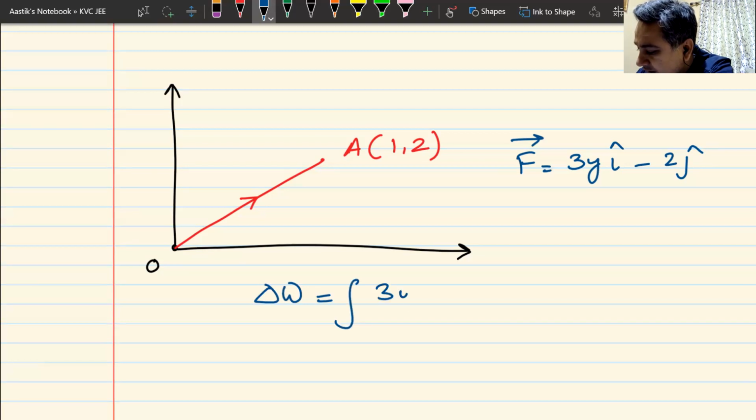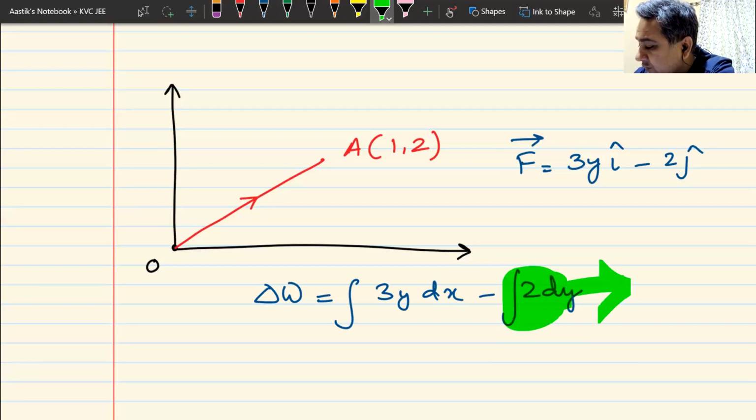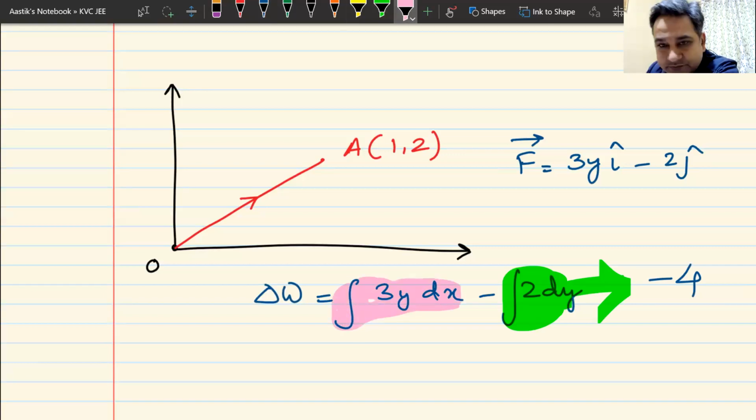So it is 3y dx minus 2ty, right? 2 dy. I don't think this is a problem, right? We already know that this is not a problem, correct? The answer for this one is minus 4. The only problem here again is this one. How did you calculate it? That is the only problem.